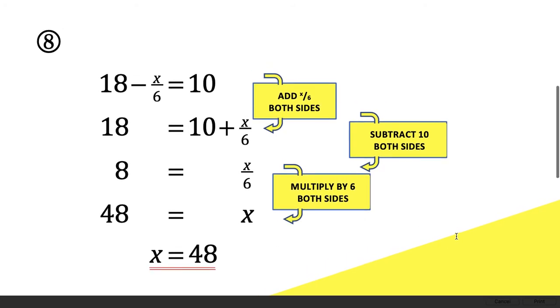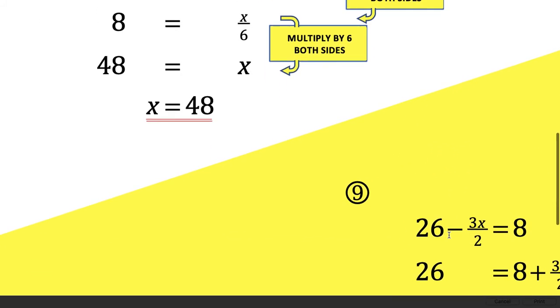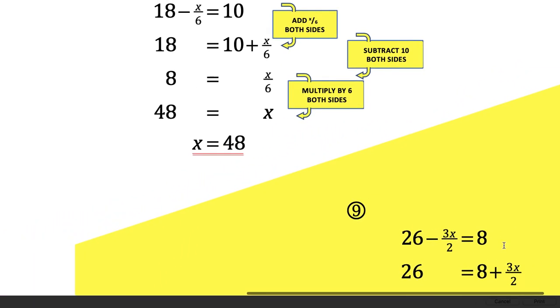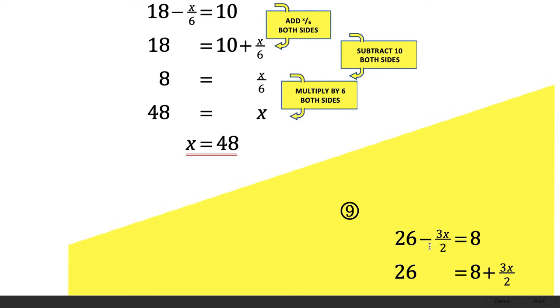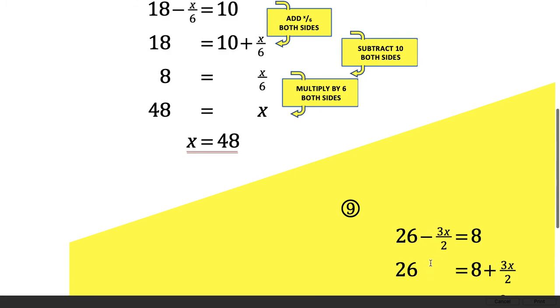And then the final super challenging question 9. Challenging because it's got a fraction, a minus, and something multiplied by the x as well. So 26 minus 3x over 2 equals 8. I'm just going to add that 3x over 2 to both sides because I don't like the fact that it's a minus. So adding it to both sides makes it disappear on the left, but it pops up again as a plus on the right.